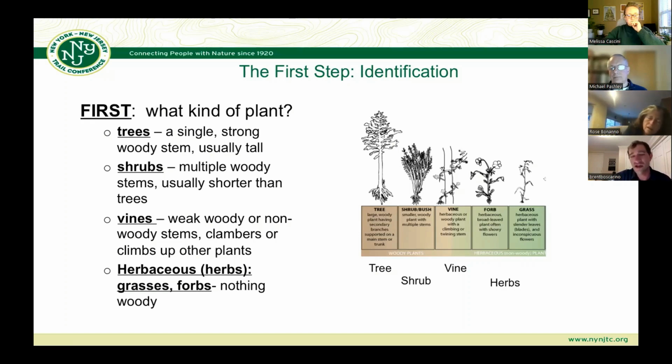We divide those into four primary classifications. Trees, that's an obvious one, single strong woody stem. Shrubs are primarily what the trail maintainer is likely dealing with, coming into the main parts of the trail. Shrubs are defined by multiple woody stems, usually shorter than trees, although they can be quite tall. A lot of times you're dealing with vines as well. Vines can be classified into either weak woody or non-woody stems. In other words, when you feel the vine, does it have a wood feel to it? But essentially vines are defined by climbing up other plants. It just can't support its own weight. It needs something else to climb up on.